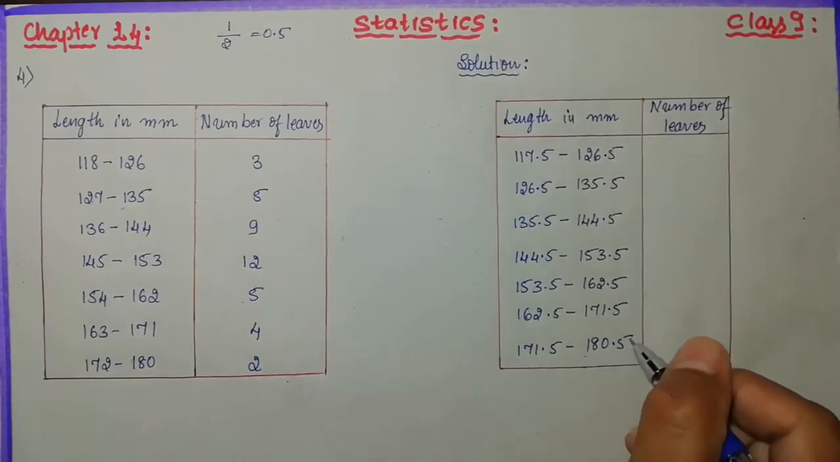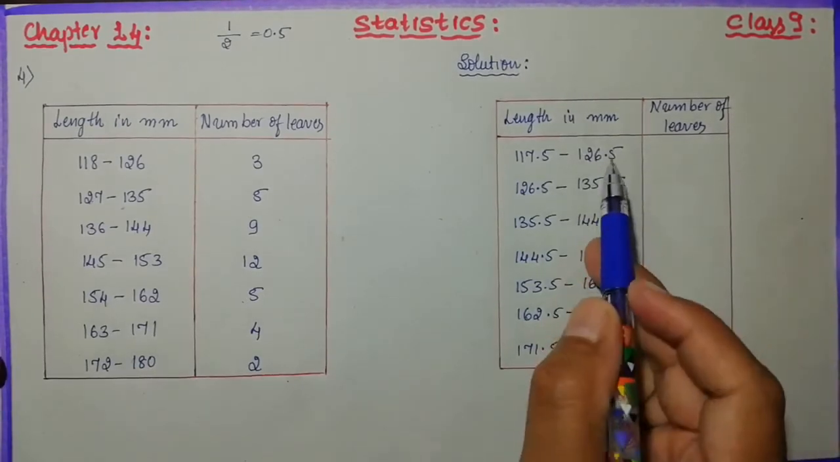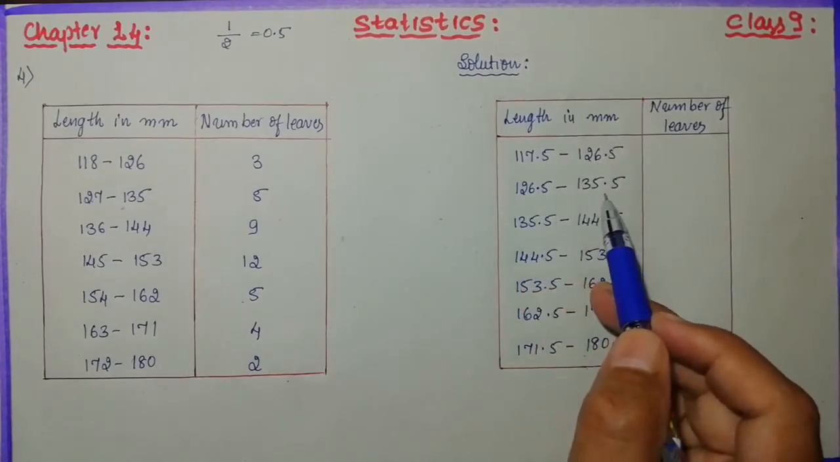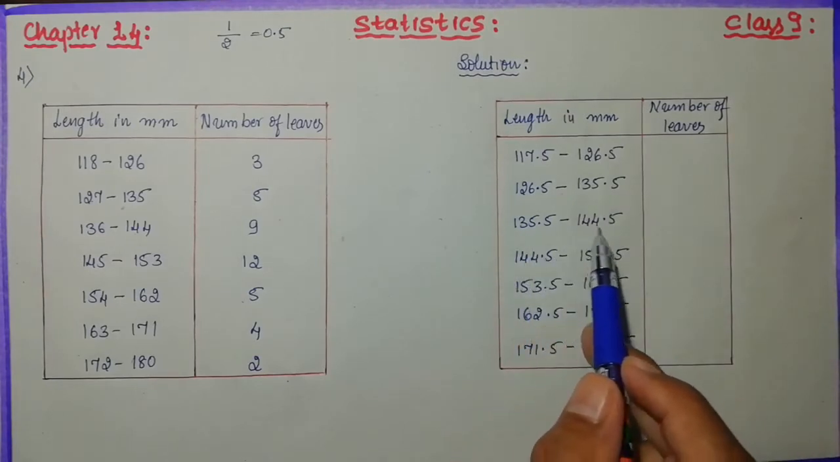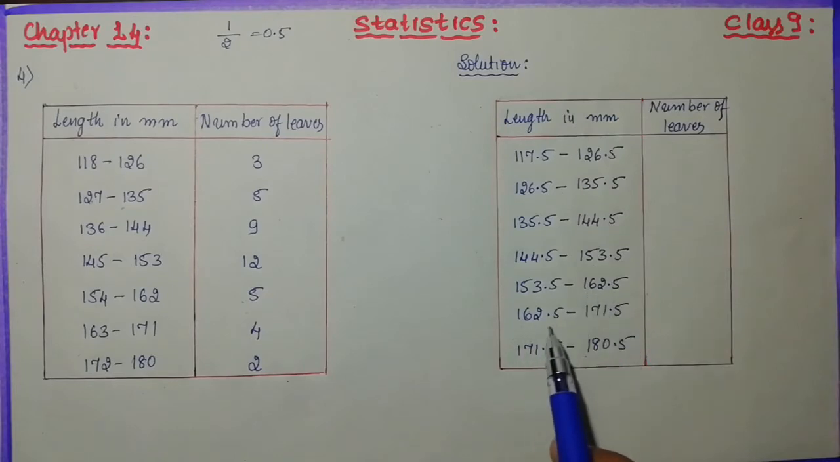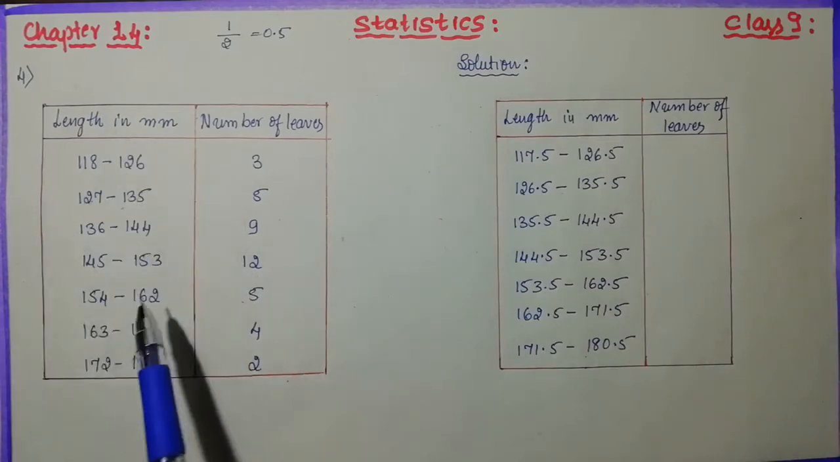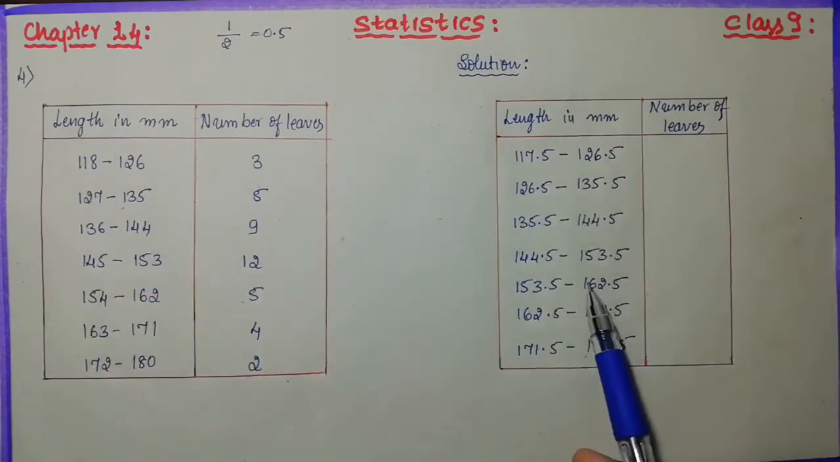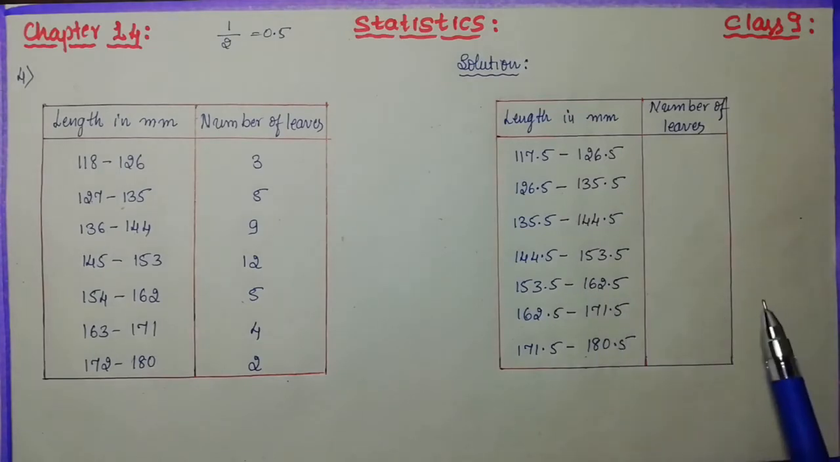Now look at the class intervals: 126.5 is the same number, 135.5 same number, 144.5, 153.5, 162.5, 171.5. Now it is continuous, and the earlier one is discontinuous. Whenever the data is given in this format you need to convert it into continuous format like this. This is a procedure, remember this one. This will be helpful for next year also, remember.